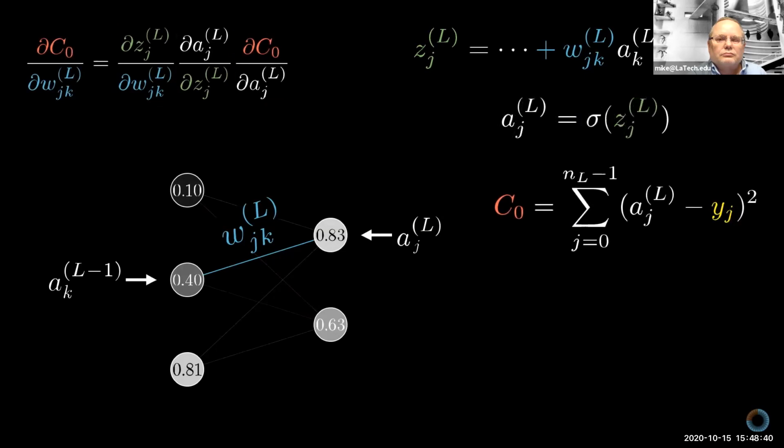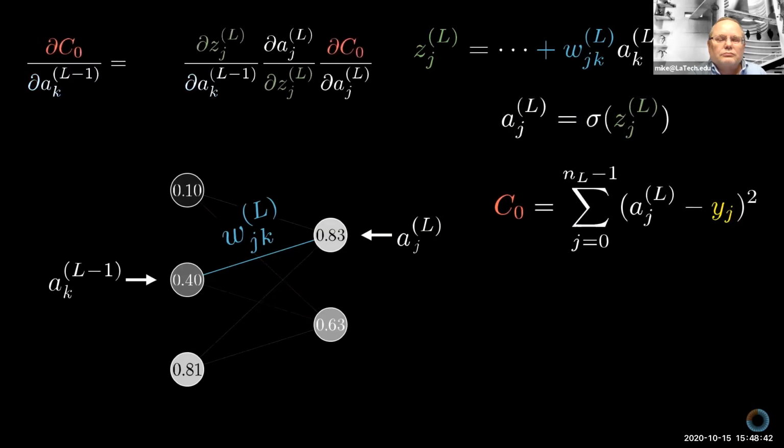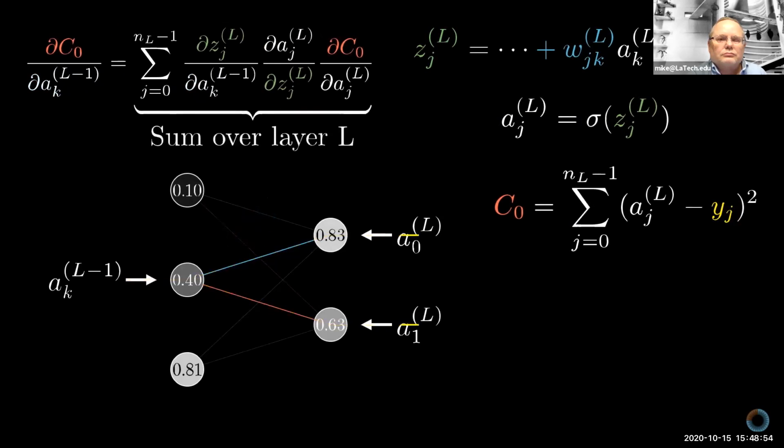What does change here, though, is the derivative of the cost with respect to one of the activations in the layer L minus 1. In this case, the difference is that the neuron influences the cost function through multiple different paths. That is, on the one hand, it influences A^L_0, which plays a role in the cost function, but it also has an influence on A^L_1, which also plays a role in the cost function. And you have to add those up. And that, well, that's pretty much it.